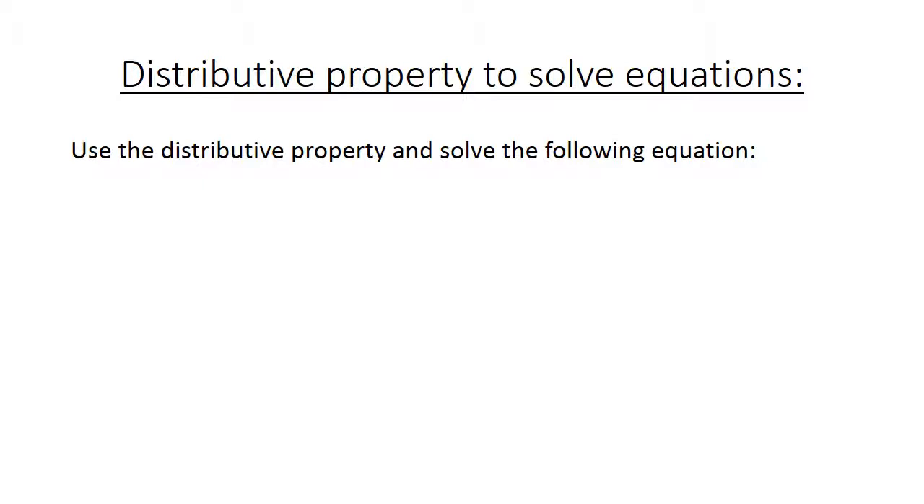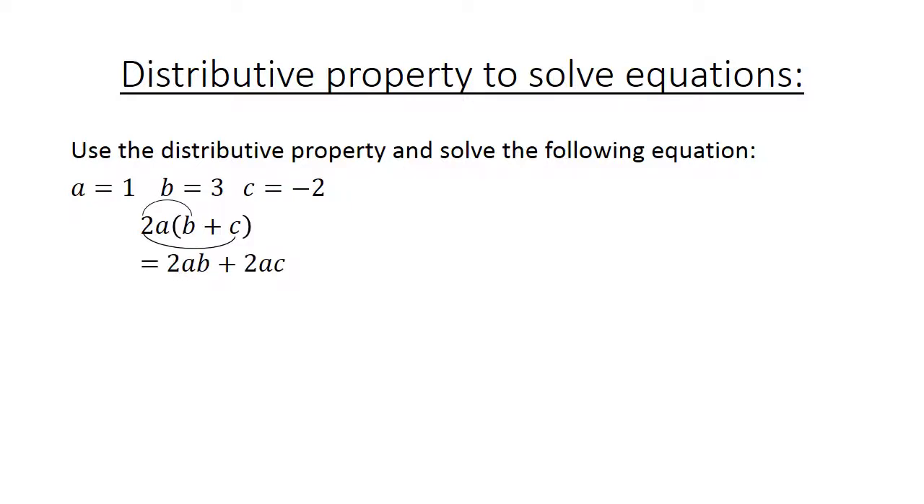Distributive property to solve equations. Use the distributive property and solve the following equation. A is equal to 1, B is equal to 3, and C is equal to negative 2. We have 2A in brackets B plus C, close the bracket, and we do the fountain sums now. It is equal to 2AB plus 2AC. Now you substitute the A with a 1, the B with a 3, the A again with a 1, and the C with a negative 2. And it's 6 minus 4 equals 2.